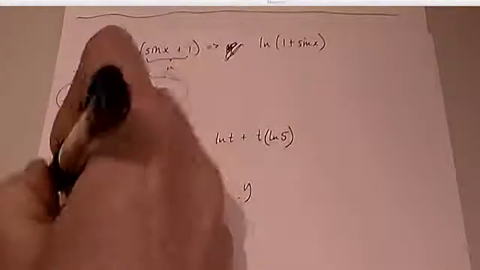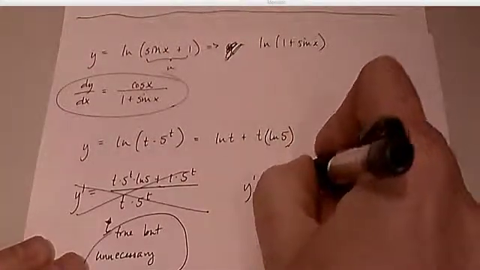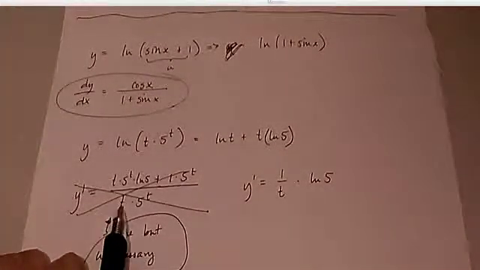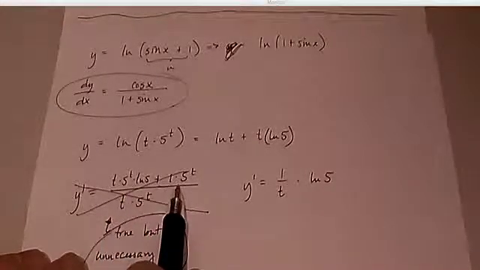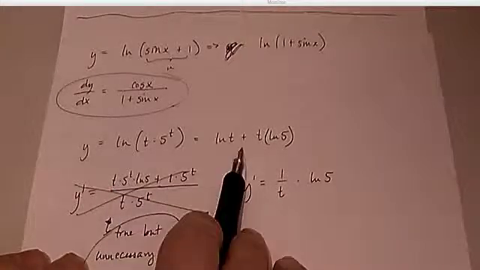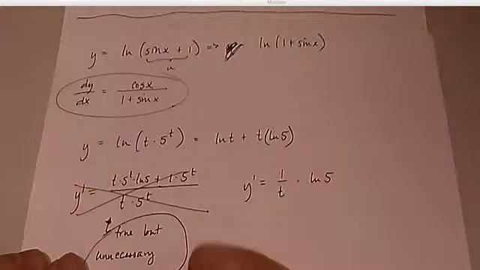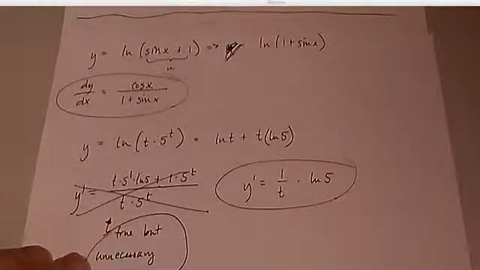So actually, that should be y prime. So y prime just winds up being 1 over t times natural log 5. And if you were to break that apart into two separate fractions and simplify it, you would get exactly that. But how much easier is it once you've simplified according to the properties of logarithms, to go straight to there, okay?